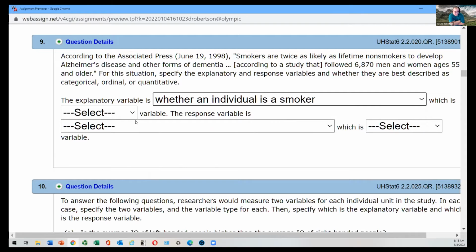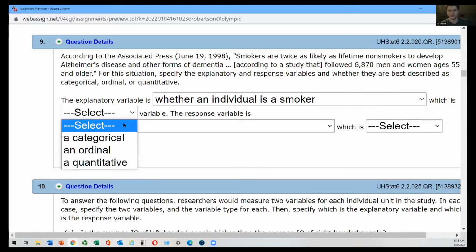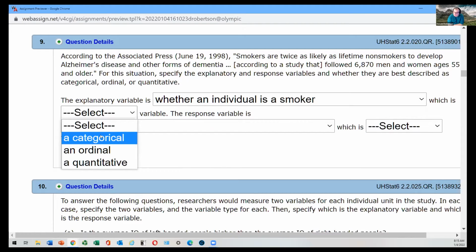Right, what kind of variable is I'm a smoker or I'm not a smoker? What name do we give to that type of variable? And I'm talking about categorical or quantitative now. I'd say it's categorical. Do you see from the choices there? Would you think it'd be ordinal as well? Because some categorical data can be ordinal. I don't think so. No.